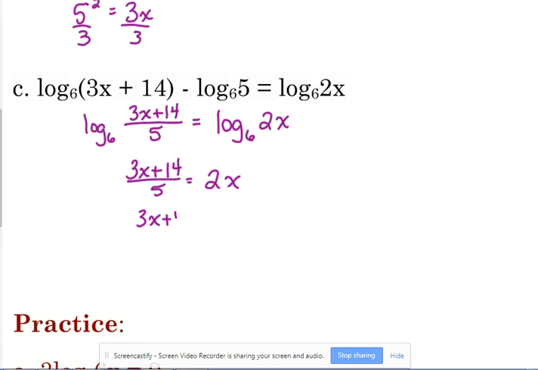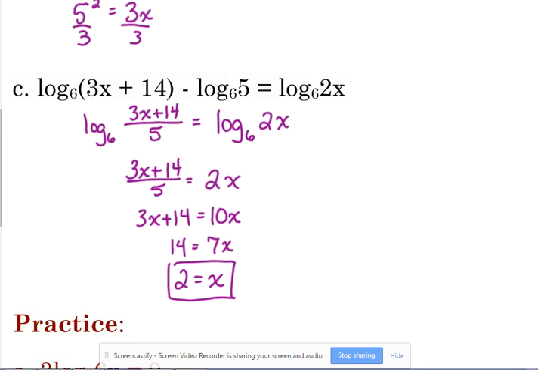So we multiply by 5. So that gives us 3x plus 14 is equal to 10x, and then 14 is equal to 7x when we subtract the 3x from both sides, and then x is equal to 2. And that's the final answer. We could plug it back in and we could check.